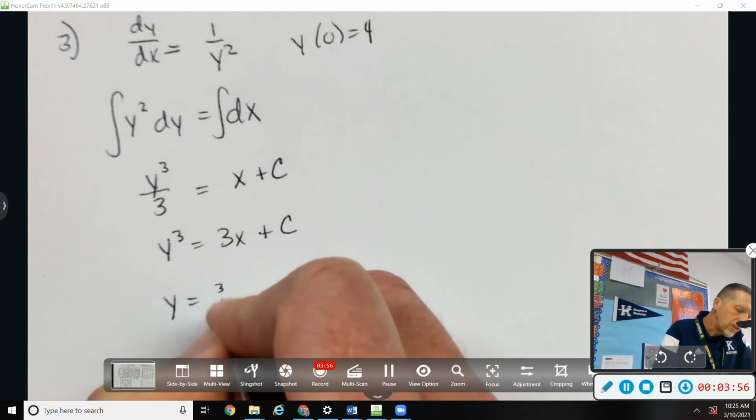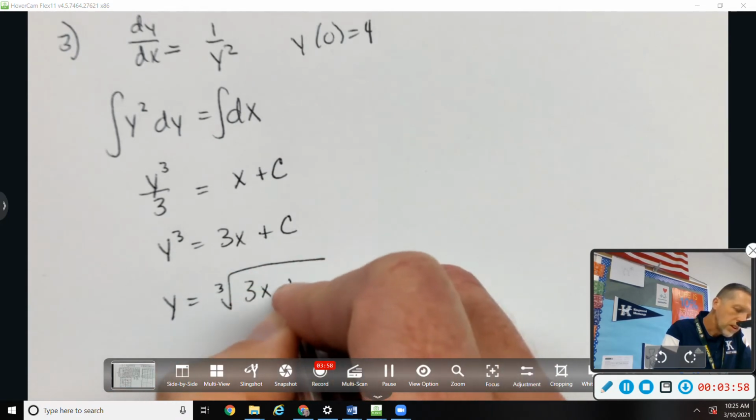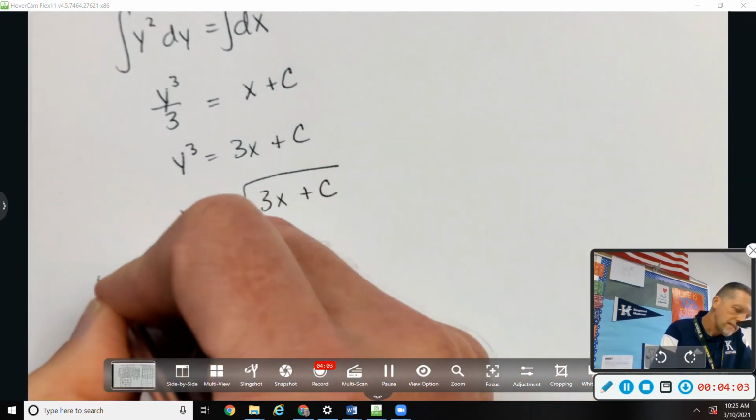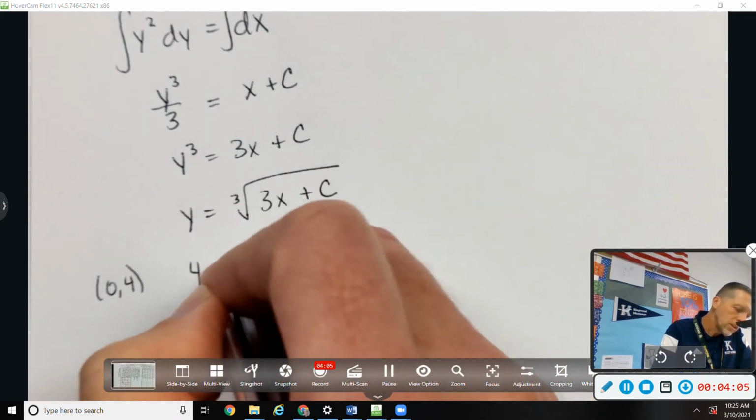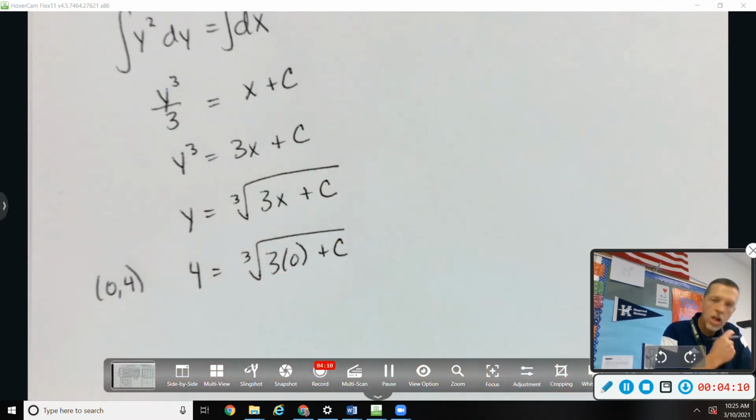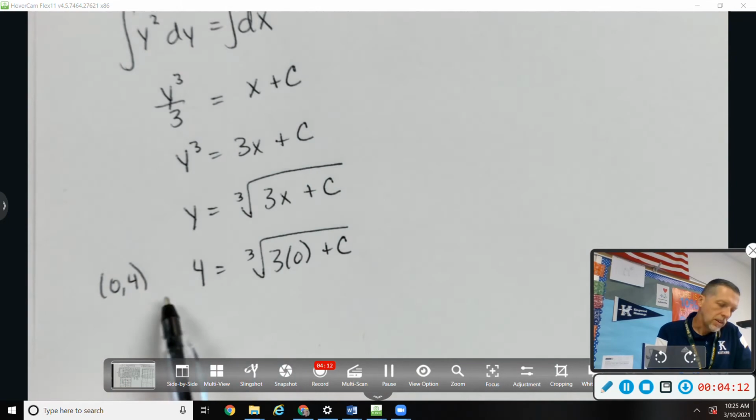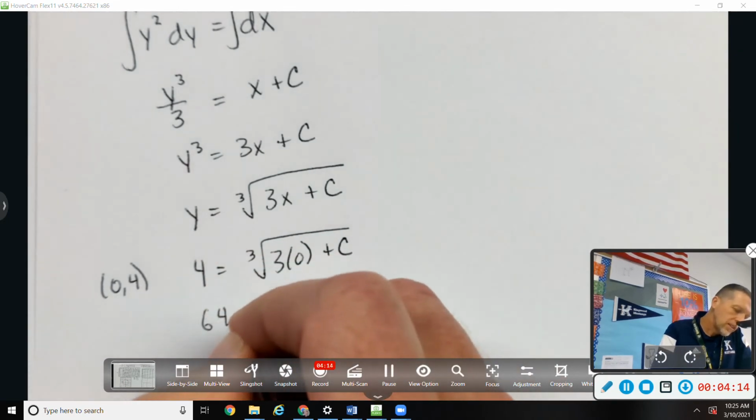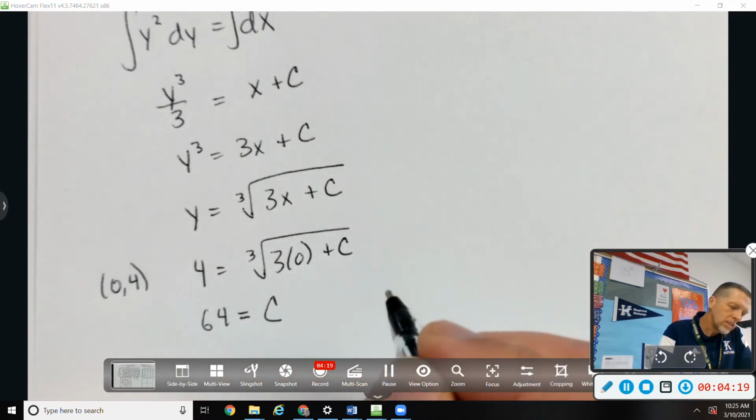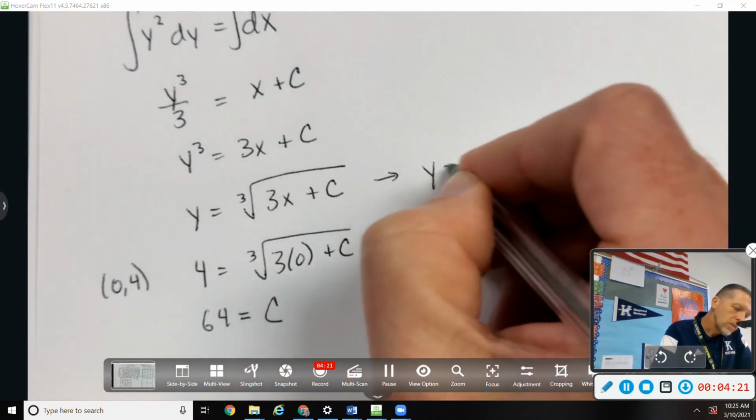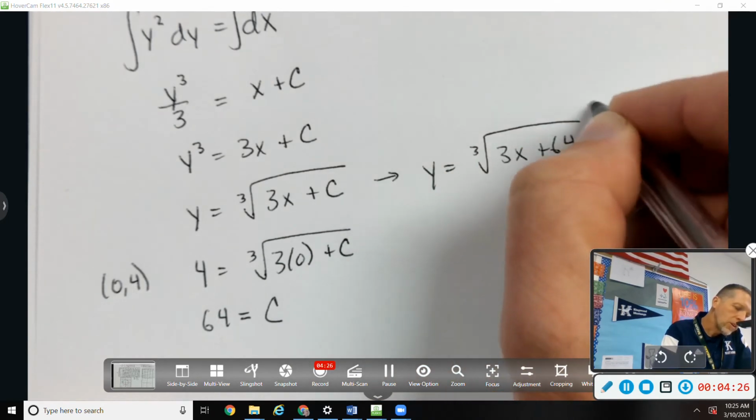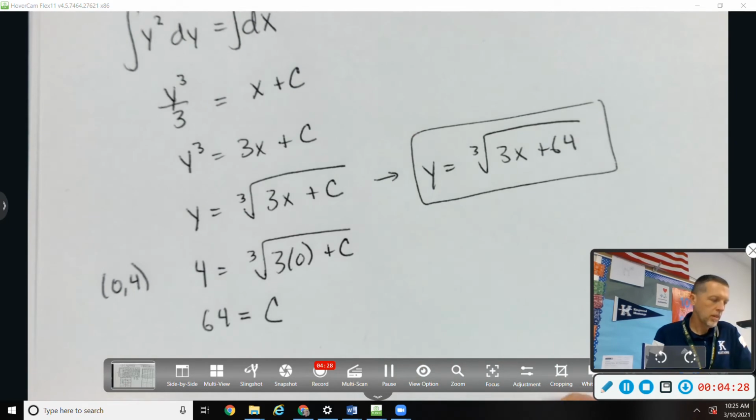So y is the cube root of 3x plus c. And if we plug in 0, 4, let's see, let's cube both sides. And when we cube both sides, c is 64. So y equals cube root of 3x plus 64 for number 3.